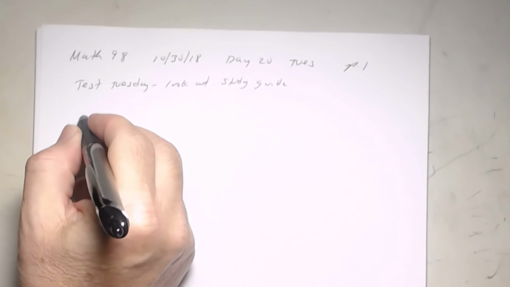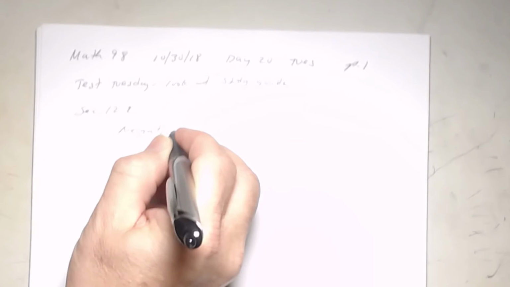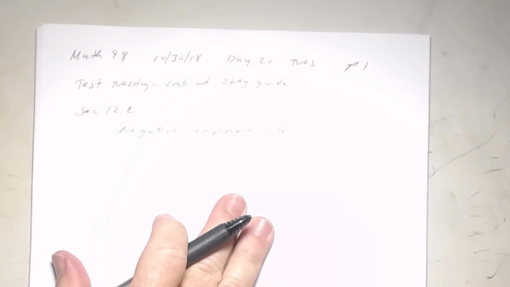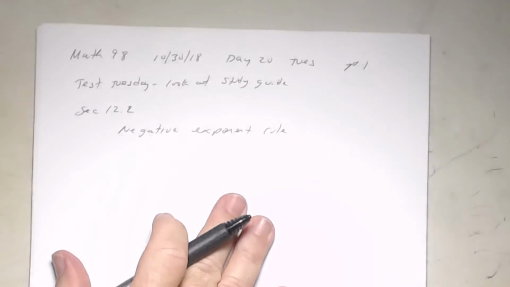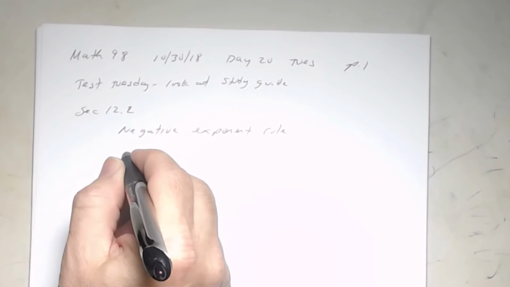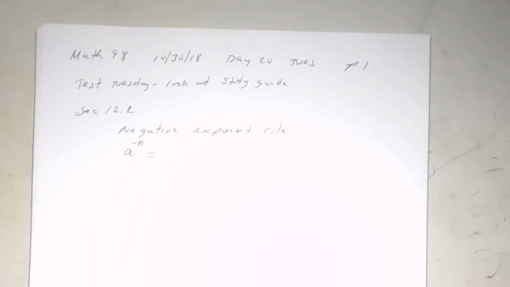The only difference with 12.2 is that you have to know the negative exponent rule. All right, and so remember the rule says that if you have a to the negative n power, then what's that the same as? How do you rewrite it so that the exponent is positive? 1 over a to the n.